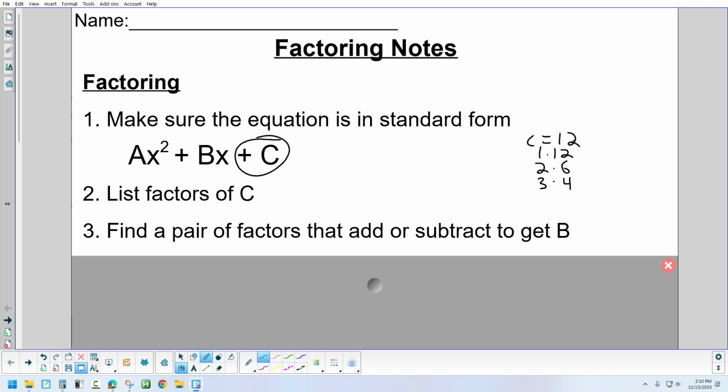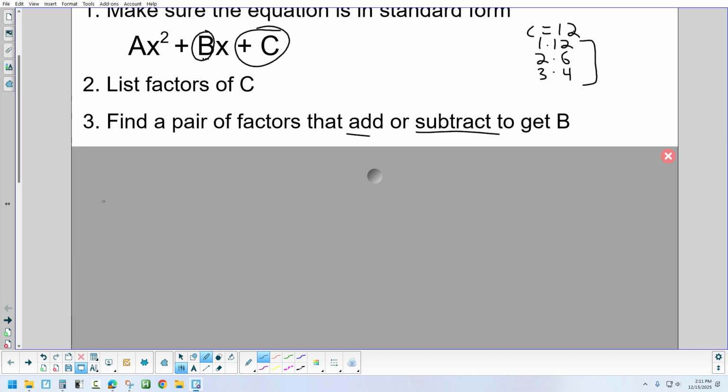Okay, next thing. We're going to find a pair of numbers that add or subtract to give you B. So let's say that B was 8 in this problem. Does anybody see a pair of numbers here that add to give you 8? Yeah, the 6 and the 2, if B was 8. So once we list them out, we look for a pair of numbers that add or subtract. Which one is it? Well, it depends on the problem. And next, we're going to write our 2 sets of parentheses.